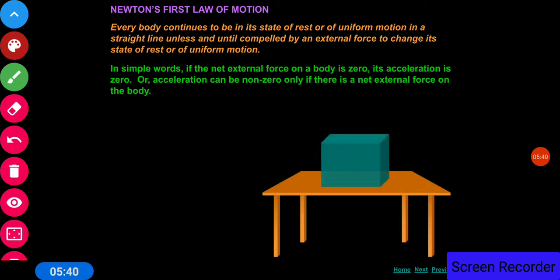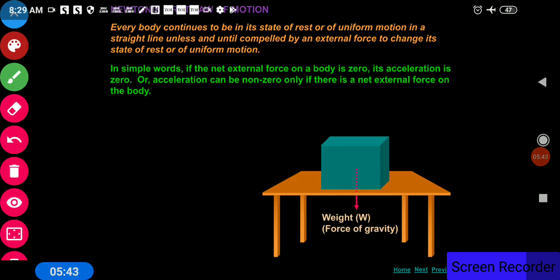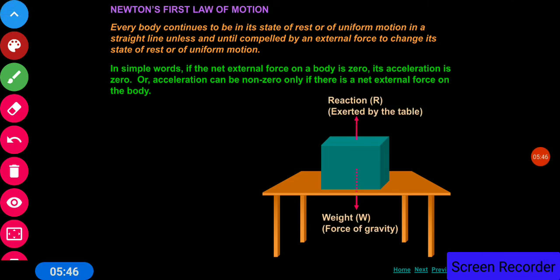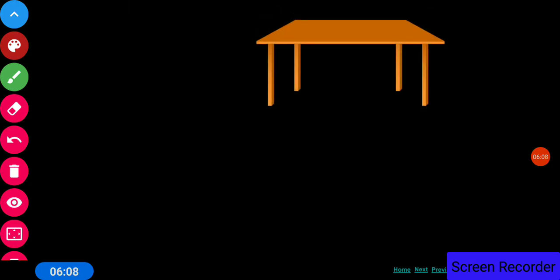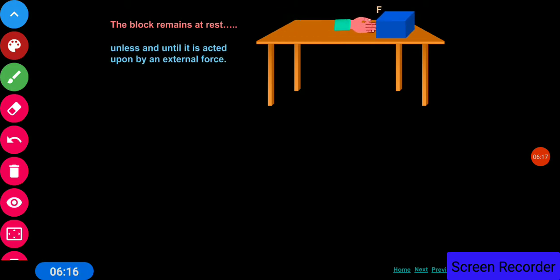Now let us see an example. A box is kept on a table. Weight is acting in the downward direction because of the force of gravity. The reaction exerted by the table is in the upward direction. Since the block is at rest, the normal reaction R must be equal and opposite to its weight so that the total external force is zero. So it will continue to be in a state of rest. The block remains at rest unless and until it is acted upon by an external force.